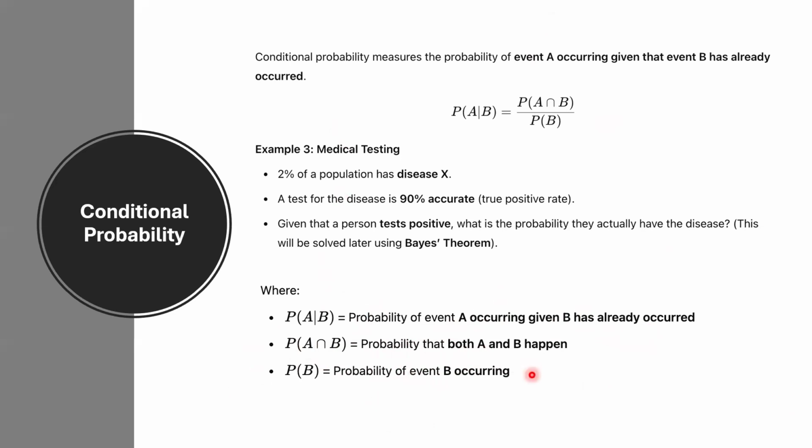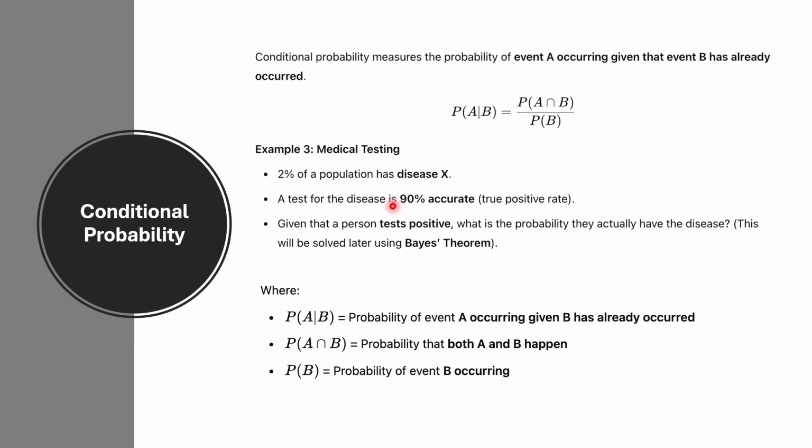P of A intersection B, the probability that both A and B happen. P of B is the probability of event B occurring. These are the main terms in this. Now let's discuss two important things. If I'm asking what is the probability of event A occurring given B has already occurred, and A and B are independent events, do you think the probability of B can impact the probability of A?